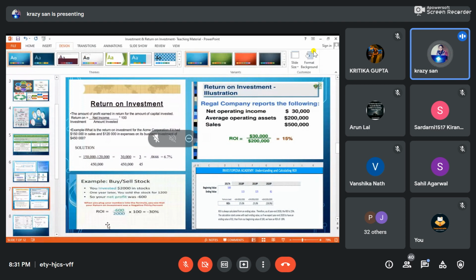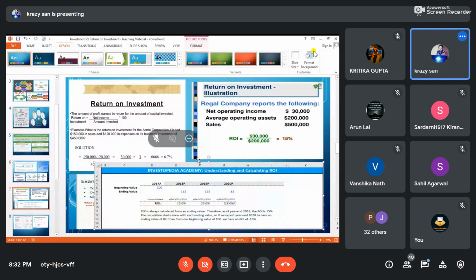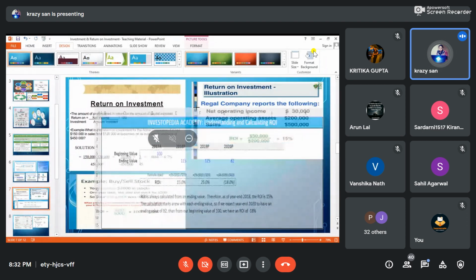$1,200. So your net profit is already how much? Minus $800. Negative. Net loss. It is not in profit, right? It's going in negative. So when you calculate ROI, that 600 upon 2000 multiplied by 100 comes out to be 30%. If you see in the Investopedia one, when it is calculated in a software.